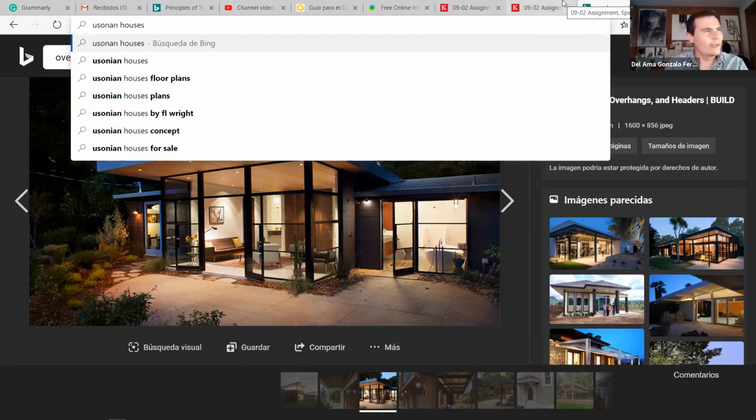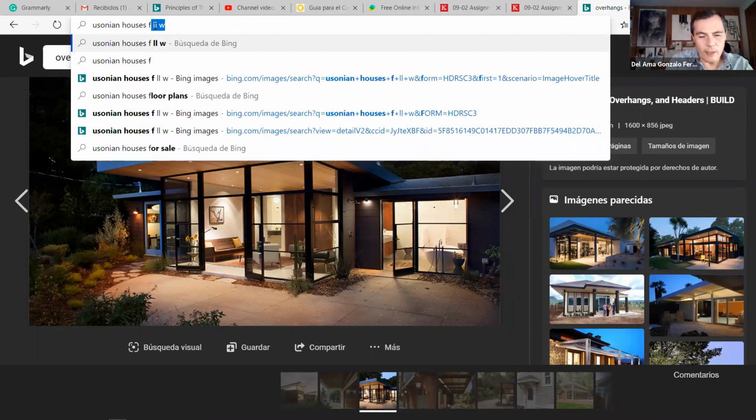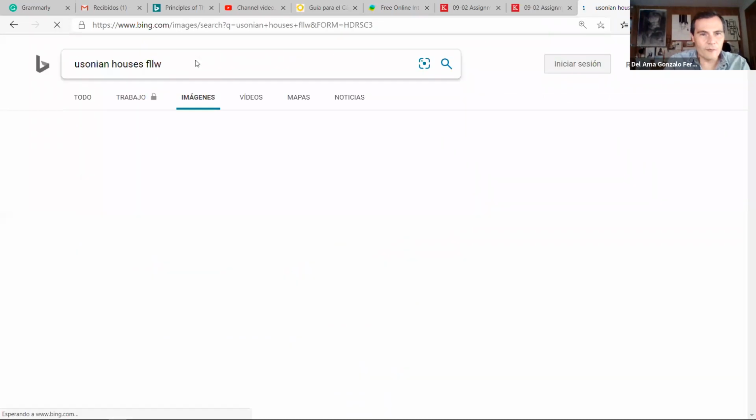Frank Lloyd Wright, when he was 80 years old, he died when he was 90 or something like that. But when he was 80, he decided that he wanted to apply all his knowledge of a lifetime learning about architecture to single-family houses, to humble single-family houses. And he invented this concept of Usonian houses by Frank Lloyd Wright. And he designed, I don't know, maybe hundreds of them.